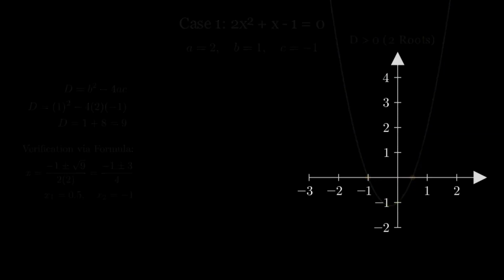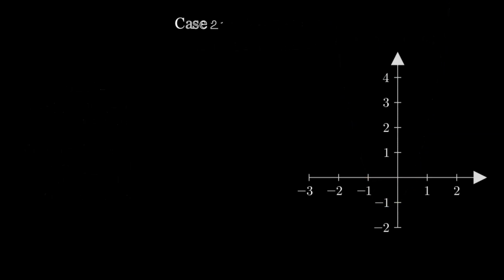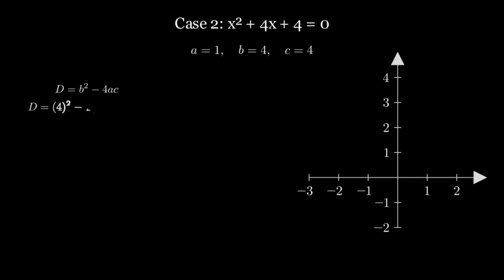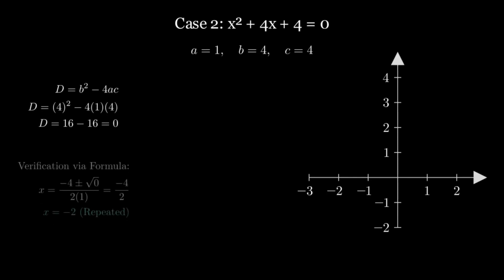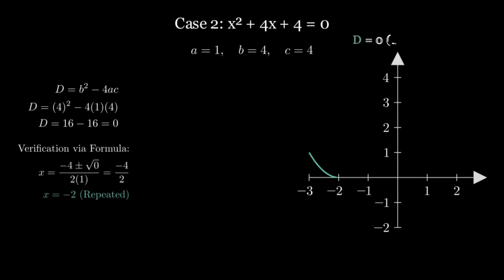Now we consider the second example, case 2, where x squared plus 4x plus 4 is equal to 0. By comparing this with the standard form of a quadratic equation, we get the coefficients a, b, and c as 1, 4, and 4 respectively. Here, when we place these values in D, we get exactly 0.